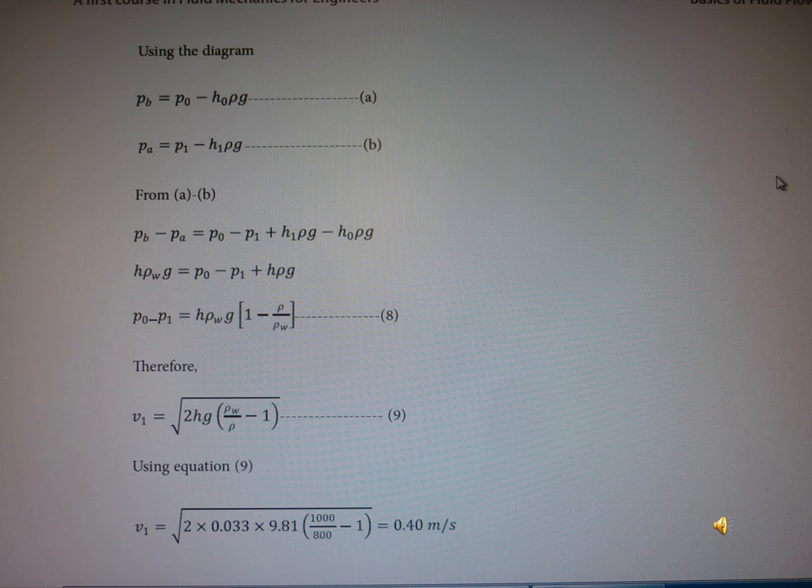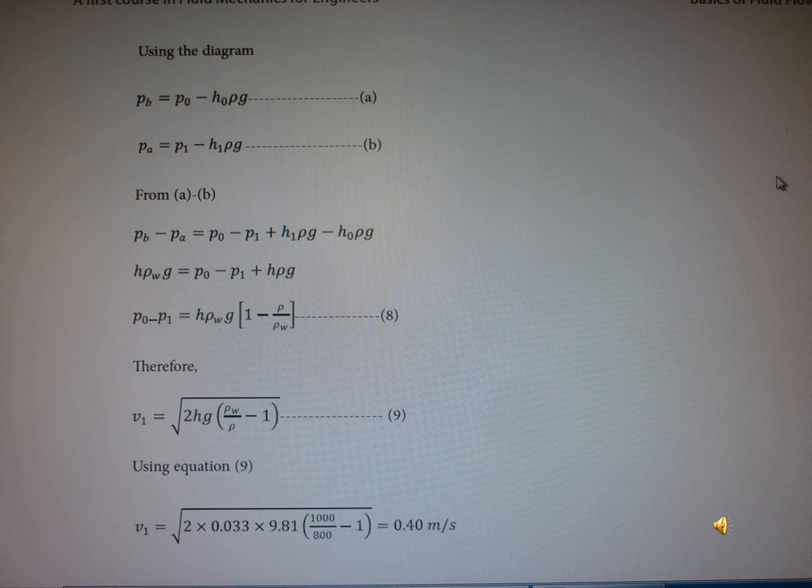And therefore we calculate v1 equal to square root of 2hg multiplied by (rho_W divided by rho minus 1). Then v1 is equal to square root of 2 multiplied by 0.033 multiplied by 9.81 multiplied by (1000 divided by 800 minus 1). So you get 0.4 meter per second.